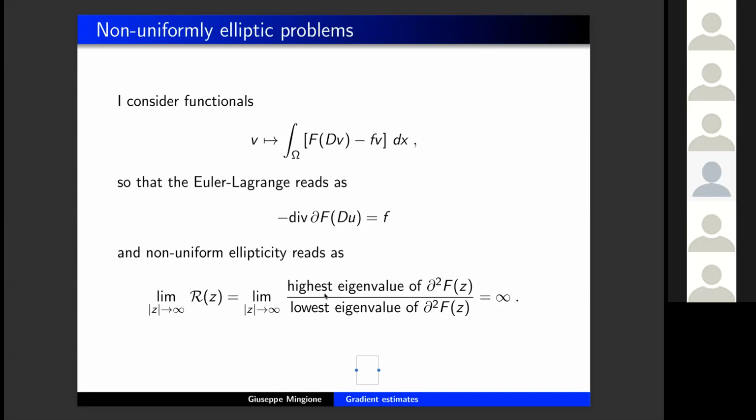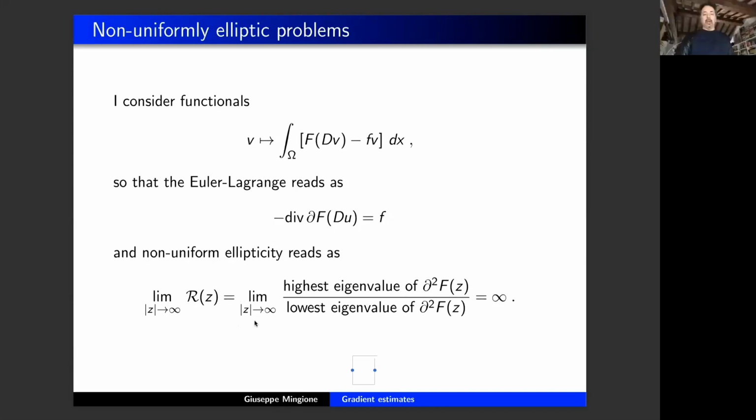Okay, so non-uniform ellipticity means that this ratio goes to plus infinity when the size of the gradient variable goes to plus infinity. So there is a competition because you want to prove that the gradient is bounded, but essentially the quantity that controls ellipticity blows up when the gradient becomes unbounded. So there's a competition. And we will see that if this ratio goes to plus infinity too fast with respect to the Z norm, then you may lose some regularity.